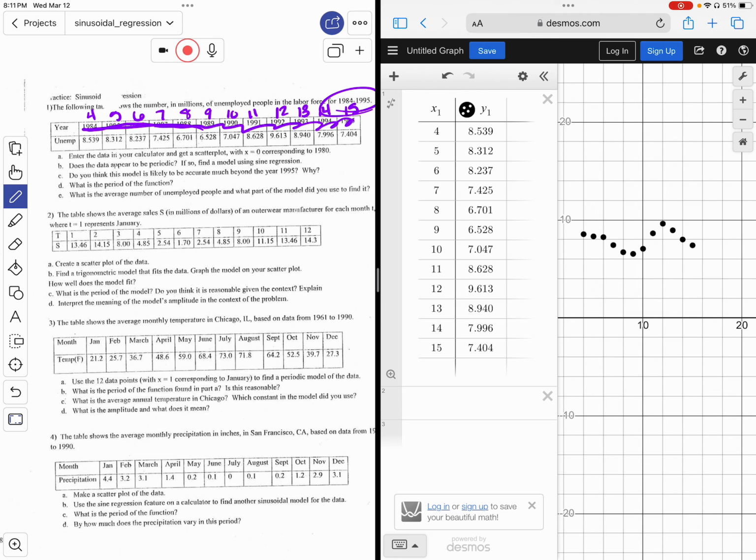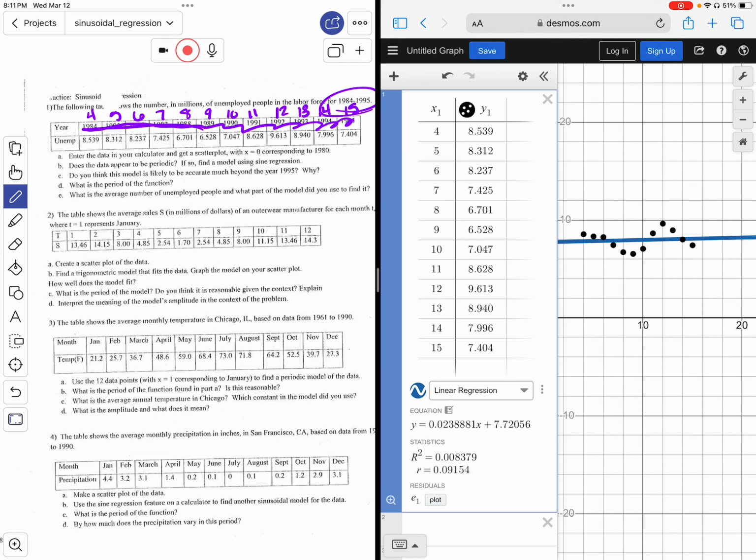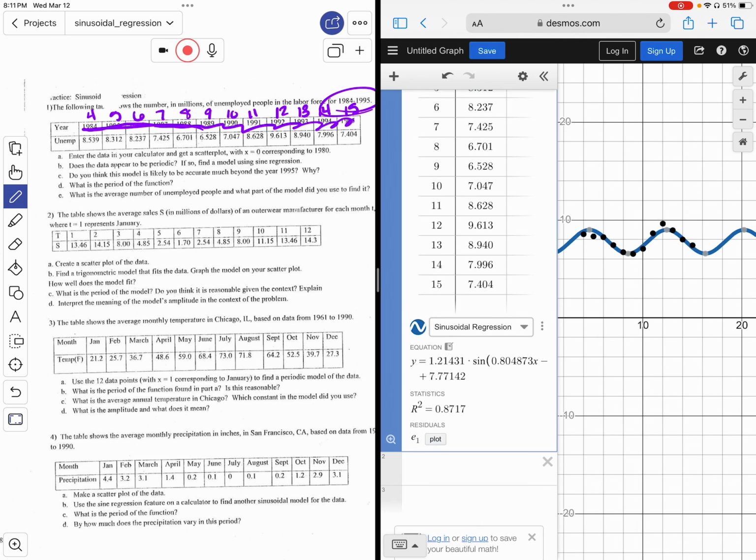Does the data appear to be periodic? Meaning, does it appear to go up and down and up and down? My opinion, yes. It says find the model. If so, find a model using sine regression. So I'm going to go to my regression button and do my drop down. I'm going to come to sine. And again, it follows the pattern, does not line up perfectly, and that's okay, because if what happened in reality lined up perfectly with a model, there would be no surprises, or there would be no opportunities to be different or do different. So we have our model.